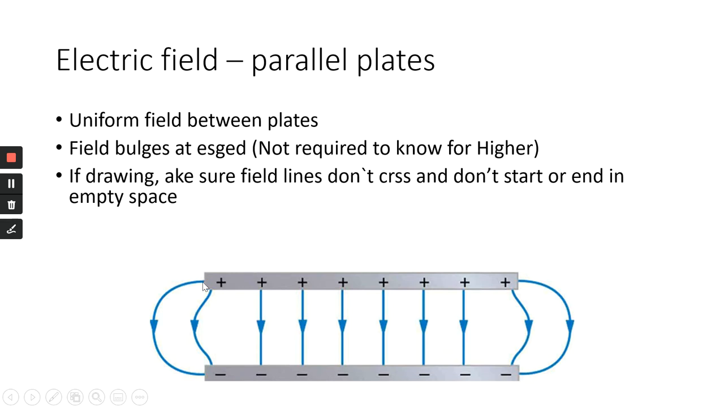So when we added positive charge to this plate, the positive charges would have repelled each other, so they would have spread out equally across the plate. That's the way they can get as far as possible away from each other. Same on the negative plate here. So the distribution of charge on both plates is uniform. Now, because of that, we've got a symmetrical relationship.